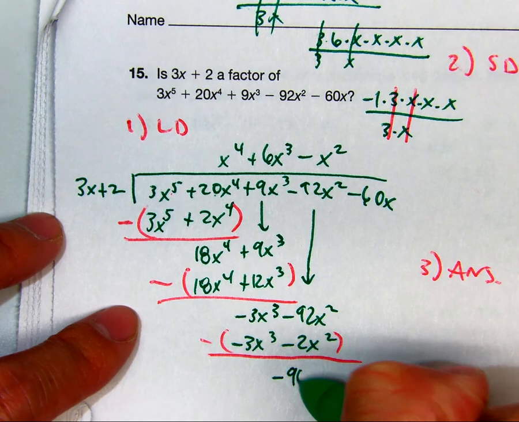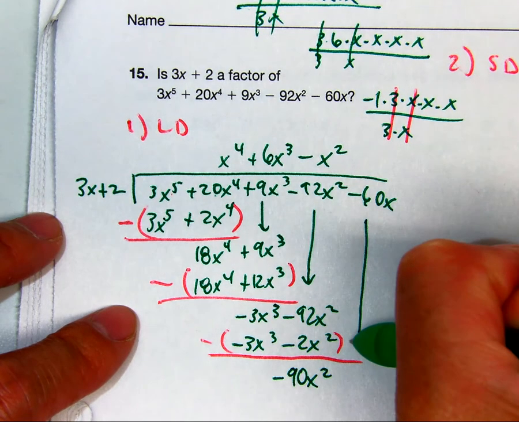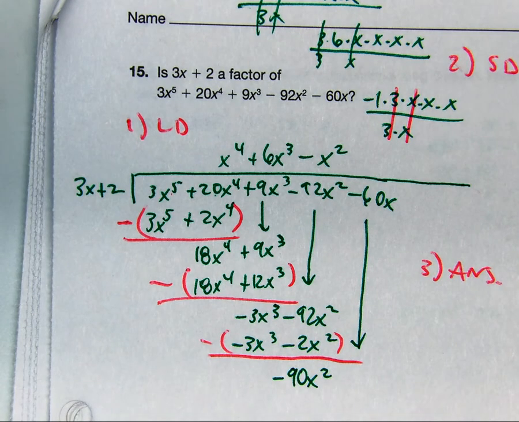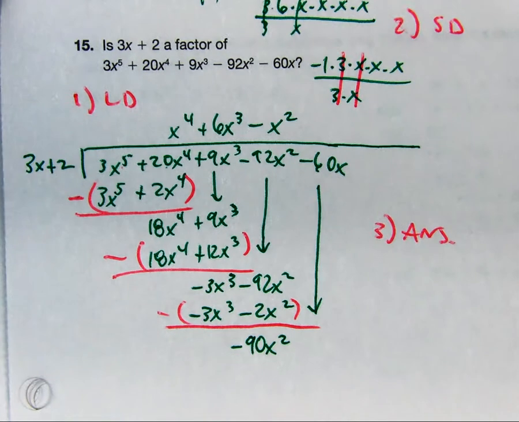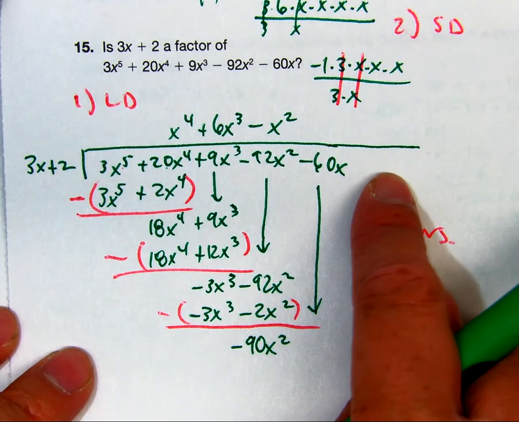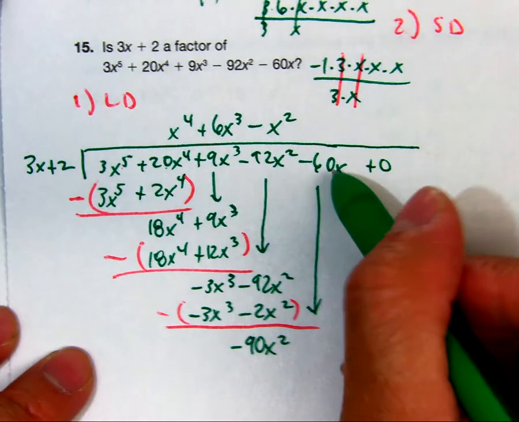negative 90x squared. Okay, some student mentioned to me earlier, which I didn't catch right away in this problem: do you see how it's missing a constant? You can put a plus 0. We can use that later. So negative 60x.